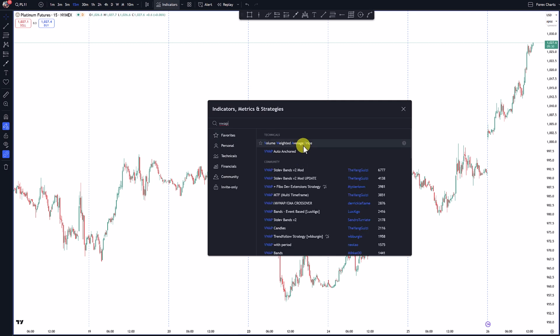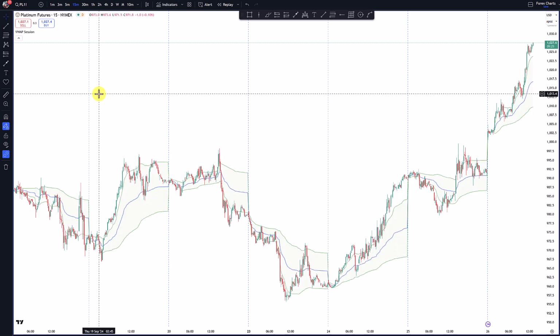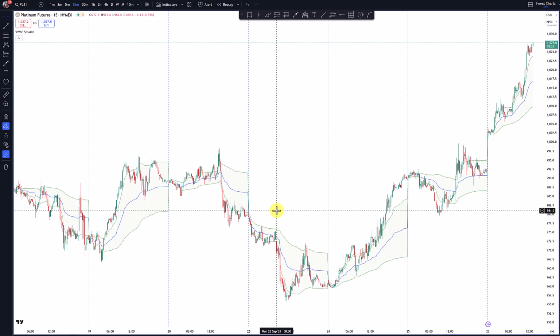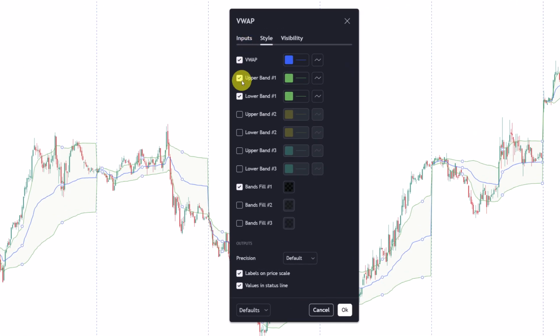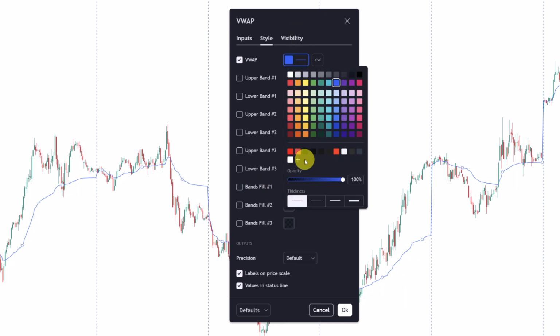You have a few options. I like the first one because it gives you more flexibility. We click on it and then you can see by default it is added here. I like to clean up my VWAP, so we open the settings. I don't need the bands and we don't need the background. And then we are left with the VWAP line.